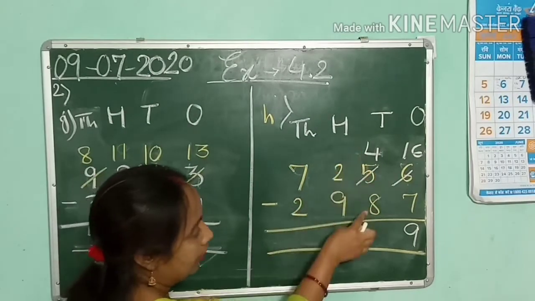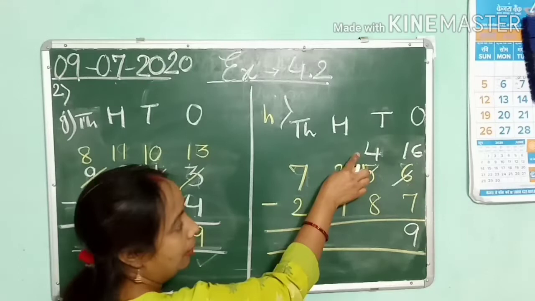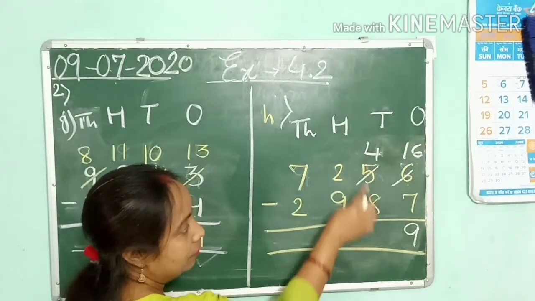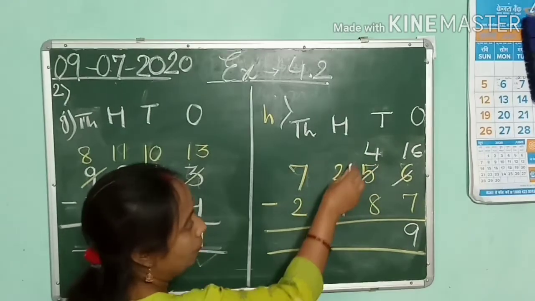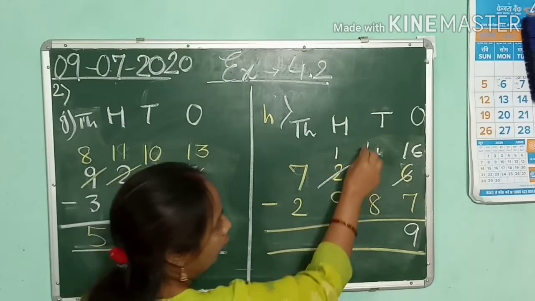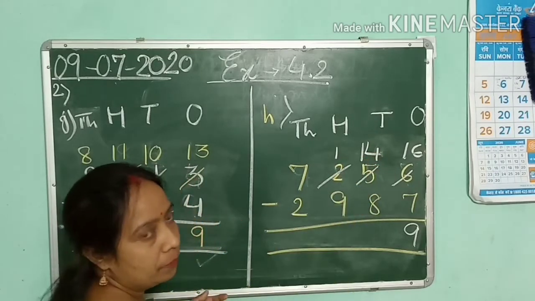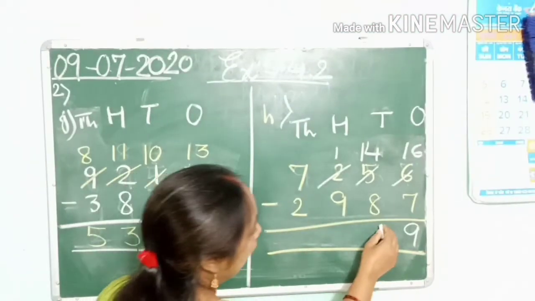Now, you have to subtract 8 from this 4. Again, 4 is smaller than 8 now. This number should be bigger. But here 4 is smaller than 8. So, 4 will borrow from this 2. 2 becomes 1. 4 becomes 14. 14 minus 8, you will get what? 6.